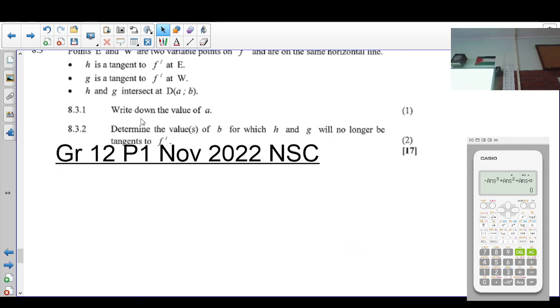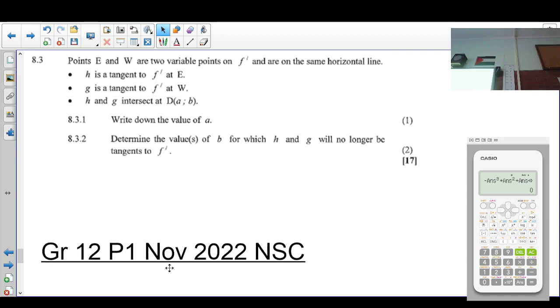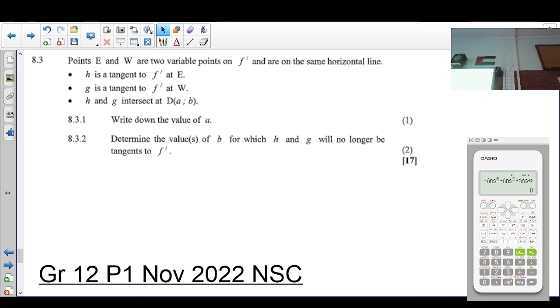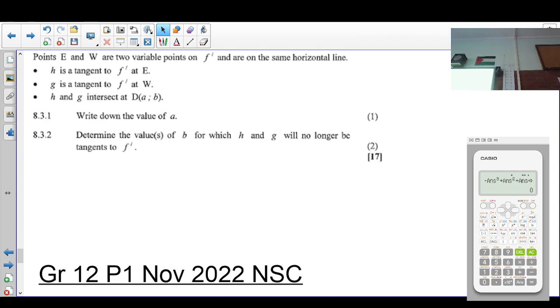In 8.3, we are told point E and W are two variable points on f prime x and on the same horizontal line. So variable means to say it can move. G is a tangent to f prime x at W. H and G intersect at D. Can we just see this question?